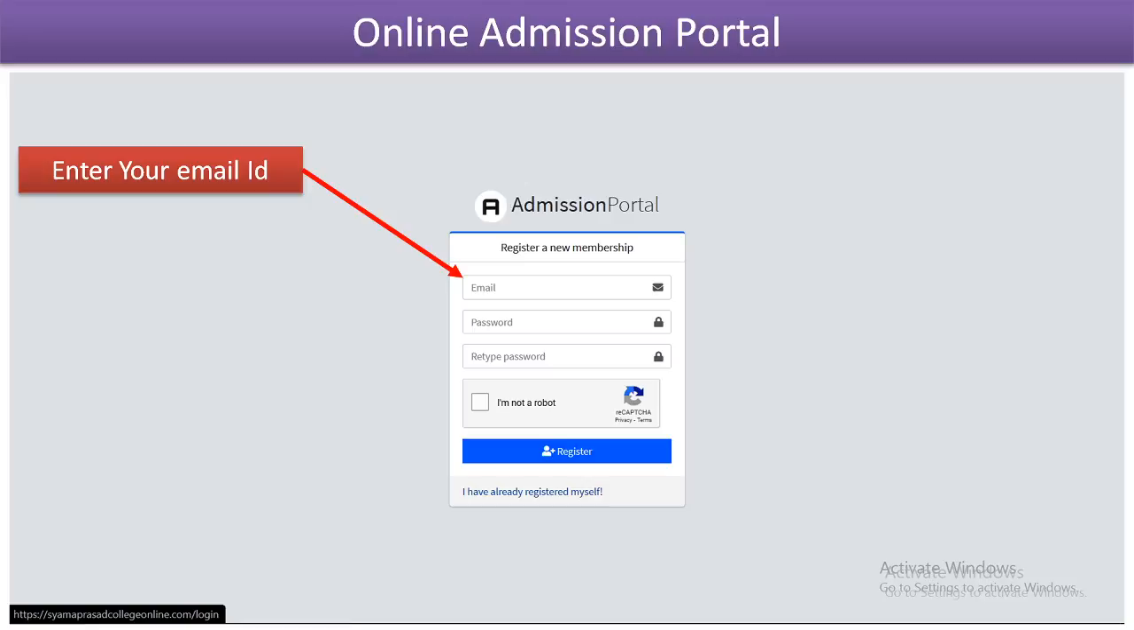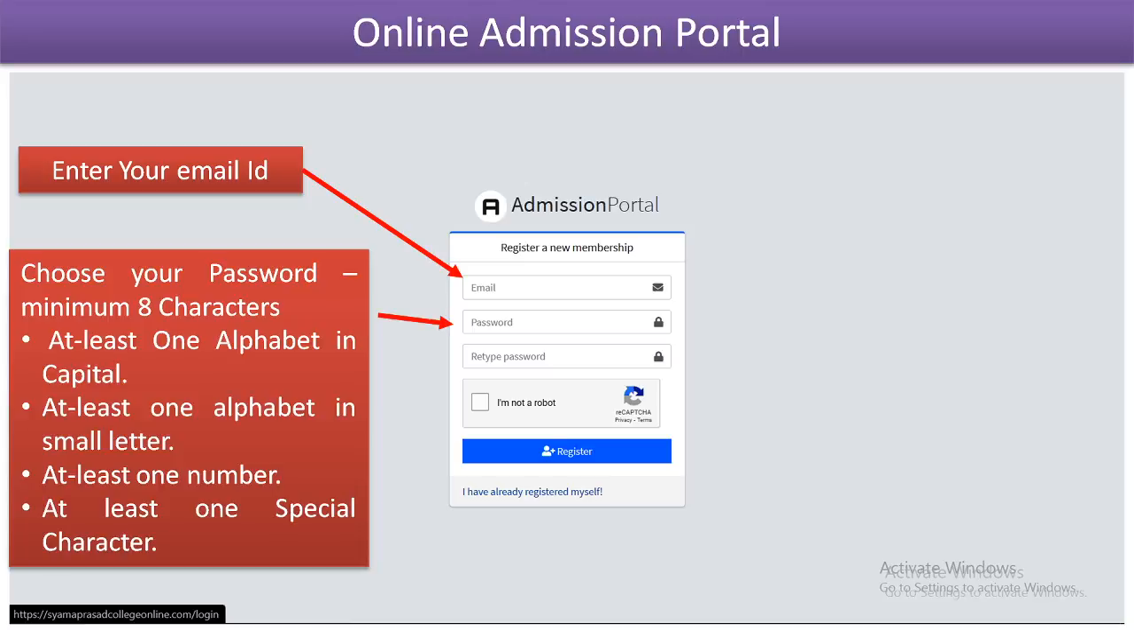Now you will have to remember that whenever you register yourself, you are actually creating a profile in the admission portal, and that is very personal to you. Your password and user ID should be kept for future correspondence. Once you enter the email ID, then you will have to choose your password. Now this password is not the password that you have set for your email ID. This password is specific to this particular portal, so you have to choose the password.